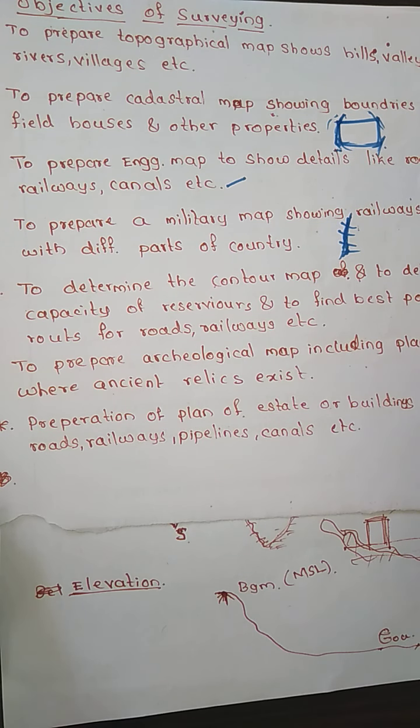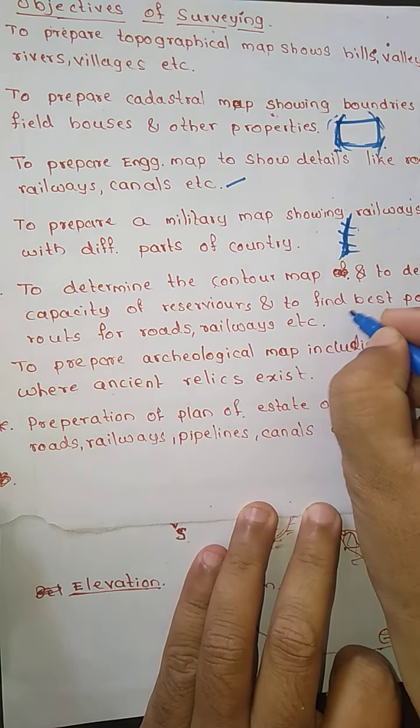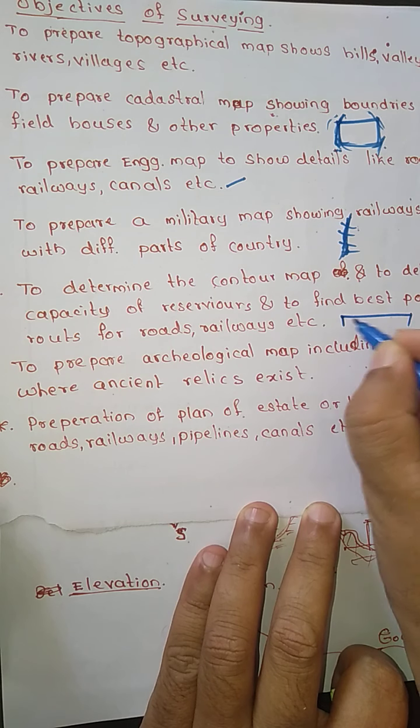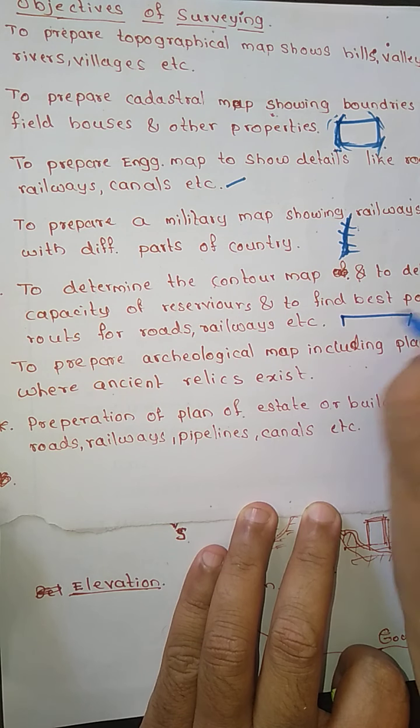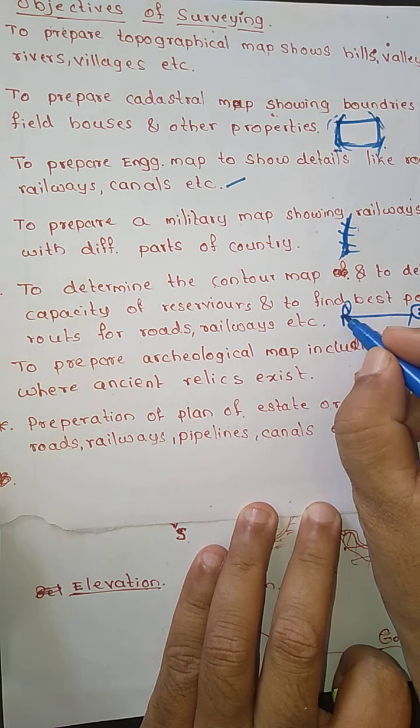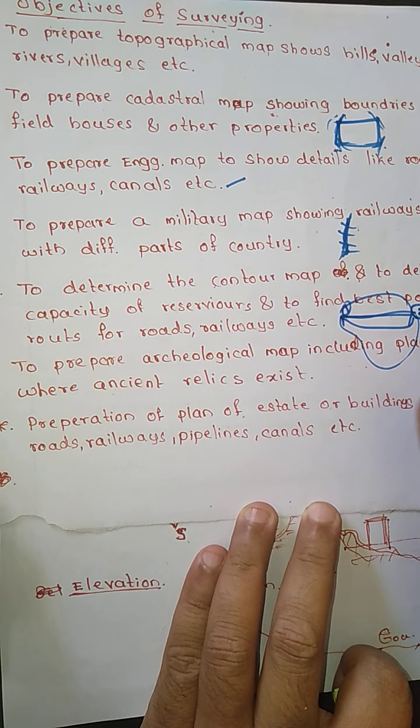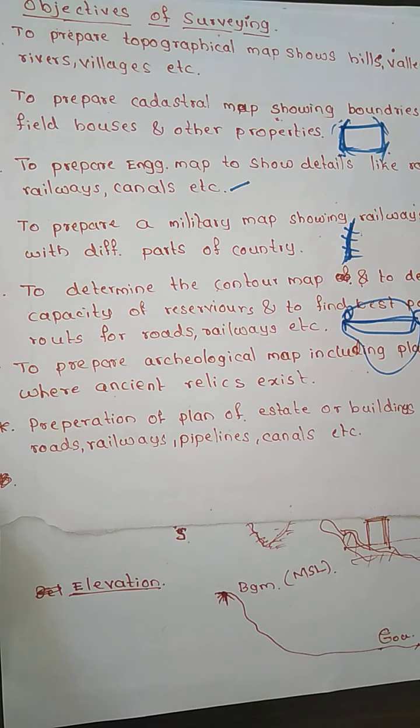And to find the best possible routes for roads, railways, etc. Suppose there are 2 points and we want to connect them; there will be n number of ways to reach from point 1 to point 2. We can go directly along this line, or like this, or by this. It all depends on what the land topography is.